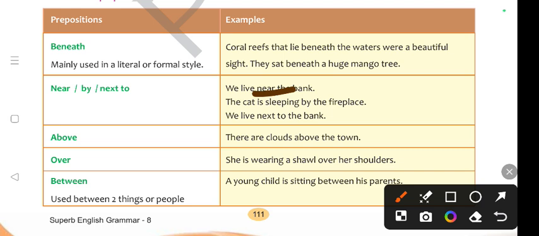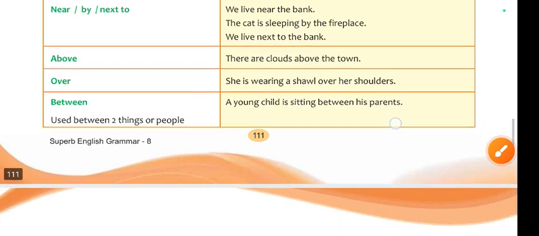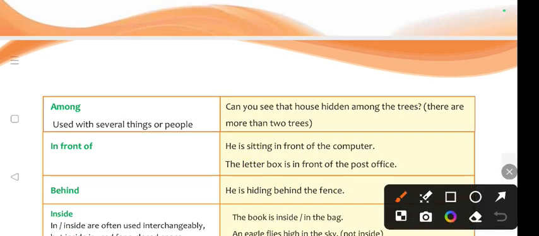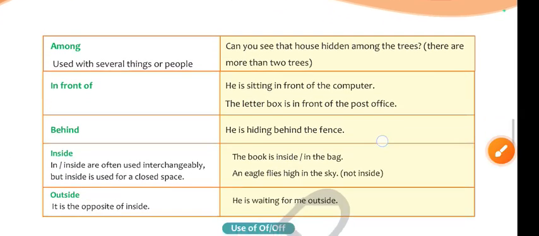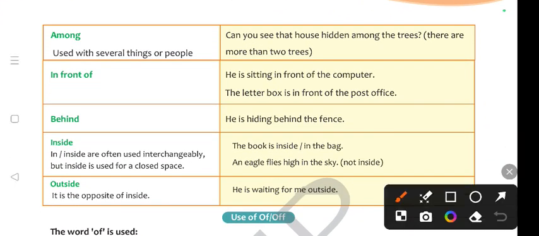Between is used with two people. Okay, among is used with more than two people. In front of, when you want to say, जब आपको सामने का सेंस देना होता है, ठीक है. Behind means पीछे. He is hiding behind the fence. Inside, under. The book is inside, or inside often used interchangeably, but inside is used for a closed space, right? Like an eagle flies high in the sky, not inside. Understood? Outside is waiting. He is waiting for me outside. बाहर के सेंस में opposite of inside.